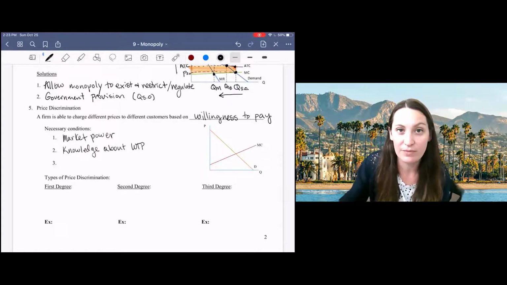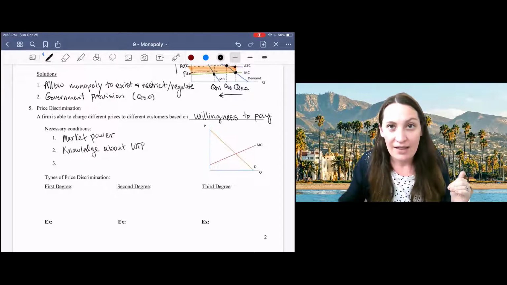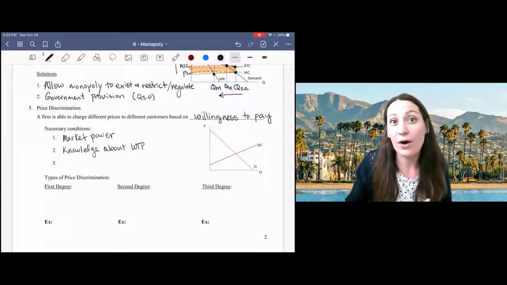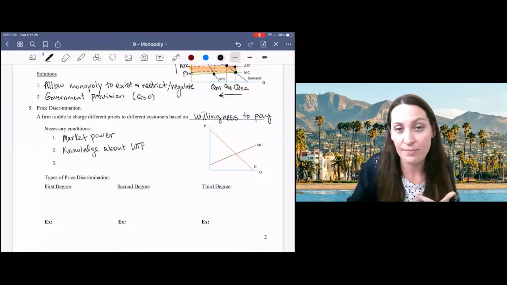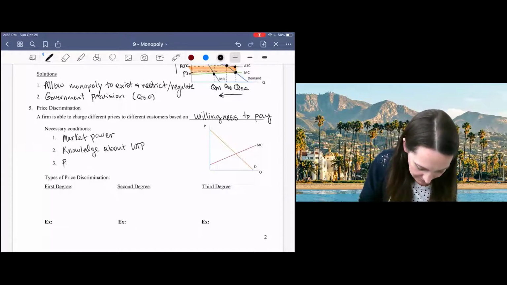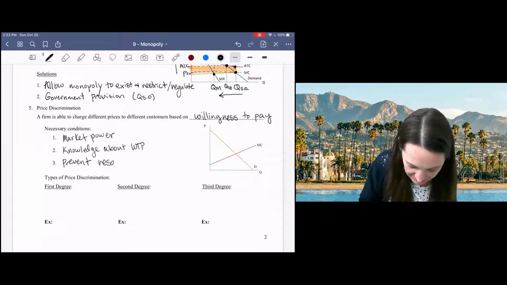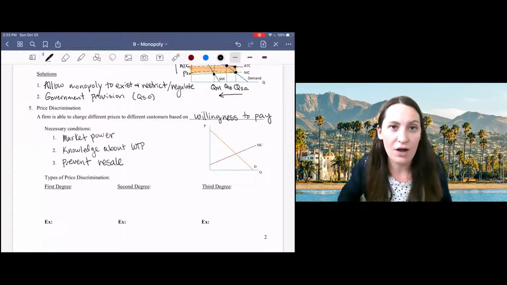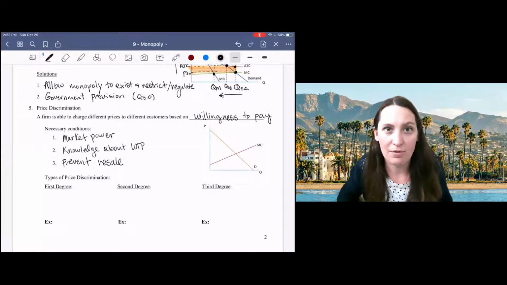And then we also have to be able to prevent trade between consumers, because if I have a low price for some consumers and a high price for other consumers, then the low price consumers can clearly just buy a whole bunch of this product and sell it to the high price consumers and make a profit through arbitrage. There's an arbitrage incentive. And so in order for this to work, something has to prevent that from happening. We have to be able to prevent resale of the product. And so we typically see price discrimination as being more common in the service industry or in products that have to be consumed by the person that purchases them.